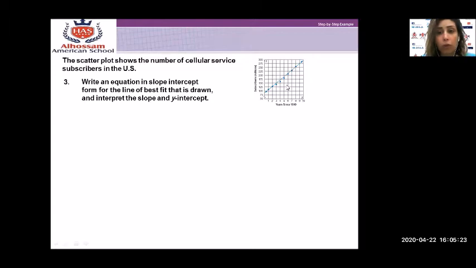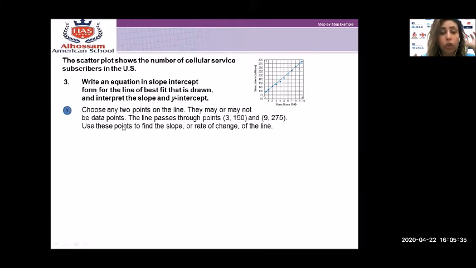First of all, I'm going to find the value of the slope. Let's remember, what is the rule of the slope? The main rule of the slope: m equals y2 minus y1 over x2 minus x1. So I'm going to choose any 2 points that the line crosses. They may or may not be data points. The line passes through points (3, 150) and (9, 275). Those are the 2 points which the line crosses. Use these points to find the slope.